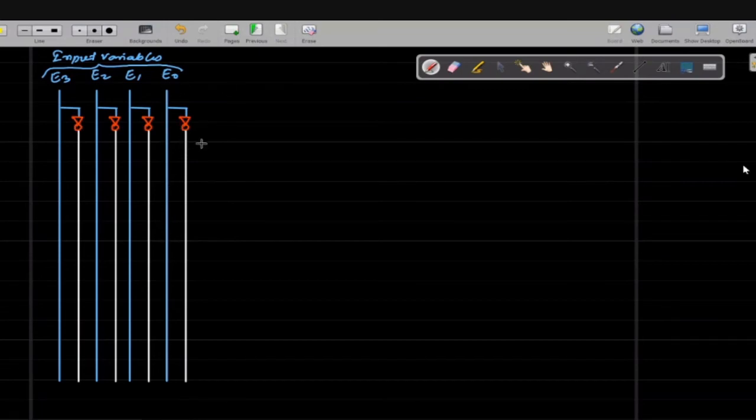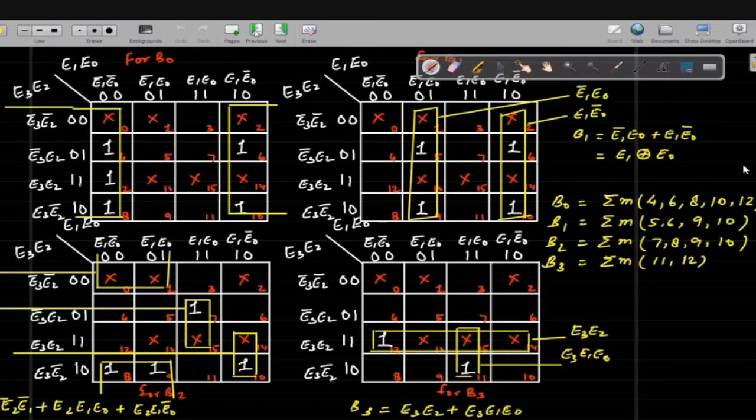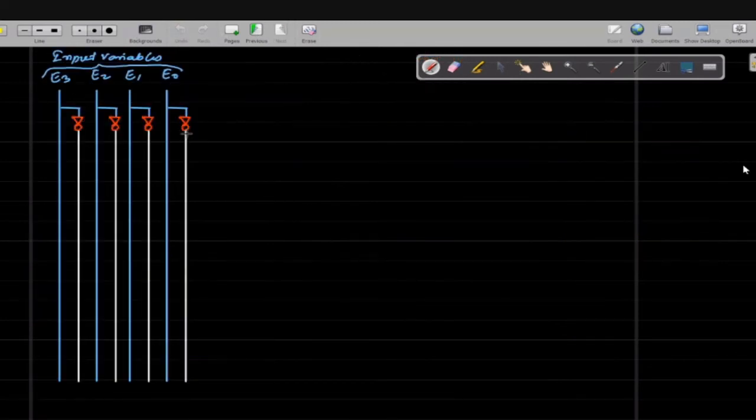So our first expression, B0, when we implement it: B0 is equal to E0 bar. This is the E0 bar line. Very simple, directly write it in this fashion. This is corresponding to B0. B0 is equal to E0 bar.